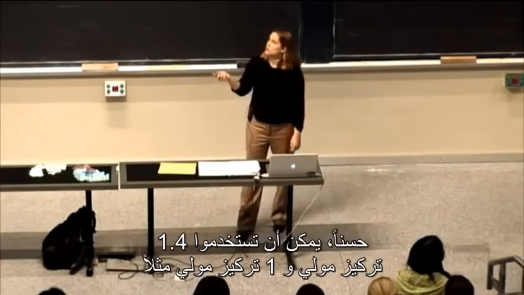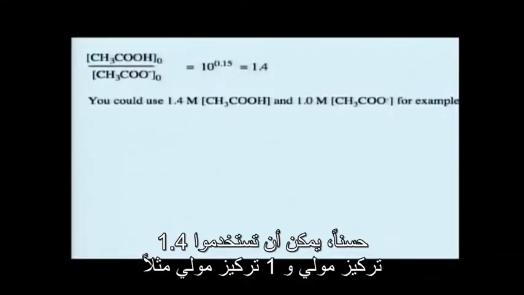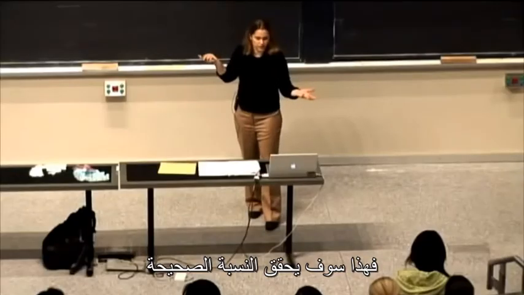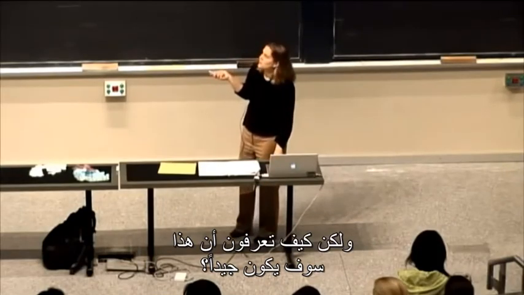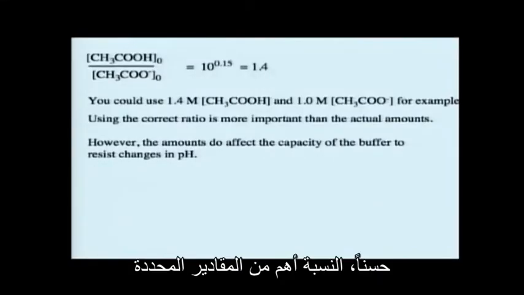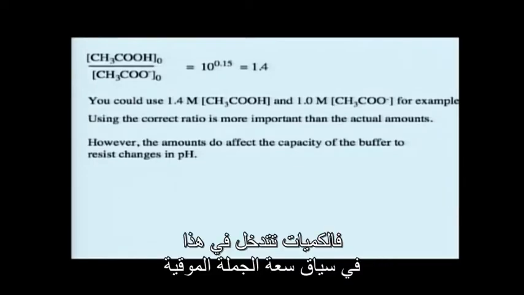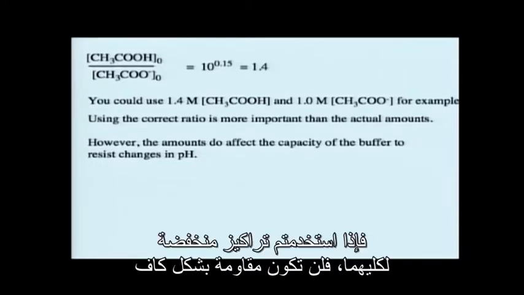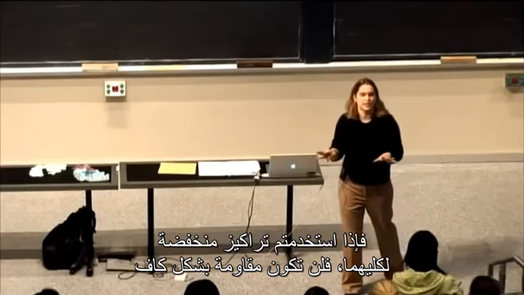Well, you could use 1.4 molar and 1 molar, for example. That would have the correct ratio. But how do you know if that's going to be good? Well, the ratio is more important than the exact amounts. However, the amounts get to this issue of the capacity of the buffer, how resistant it is to changes in the pH. So if you use too low concentrations of both, it won't be all that resistant.